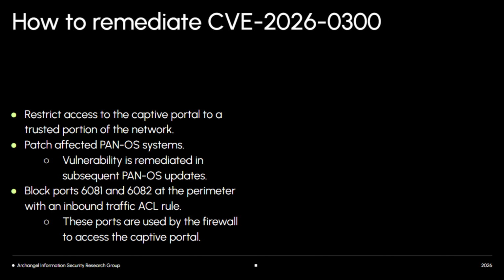And finally, block ports 6081 and 6082 at your perimeter using inbound ACL rules. These are the ports that the captive portal usually runs on. Cutting them off at the edge is a fast and effective mitigation.